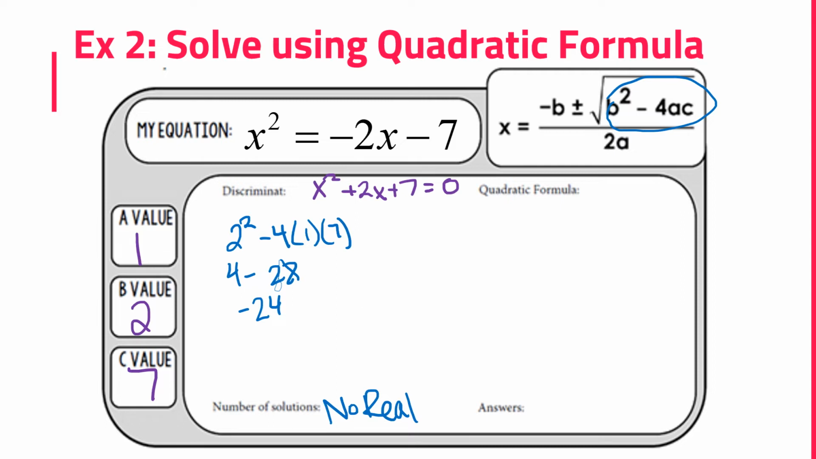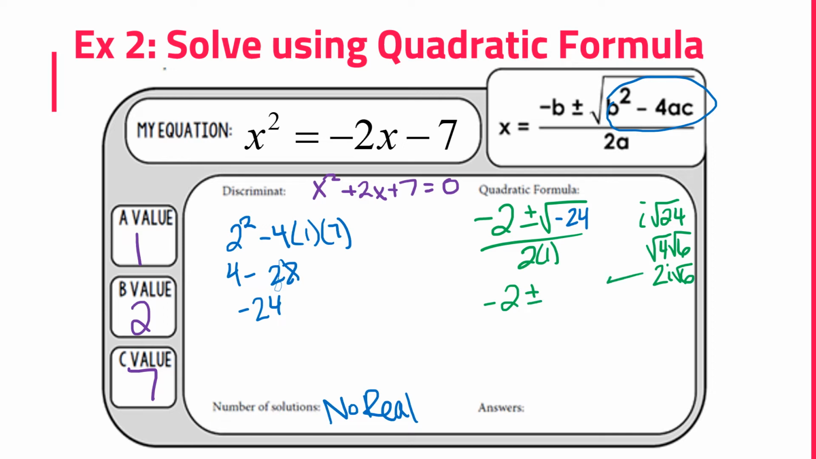All right, let's work on the formula. So opposite b would be negative 2 plus or minus, all over 2 times a. Well, that's 1, right? Now, because I did the work for the discriminant, let's just bring that over, negative 24. I've got a little bit of simplifying work to do there, don't I? The i is going to come out to make that radicand positive. 24 breaks down to 4 and 6, which becomes 2 radical 6, and that i would get tucked in between, right? So let me simplify this. That means I have negative 2 plus or minus 2i radical 6, all over 2.